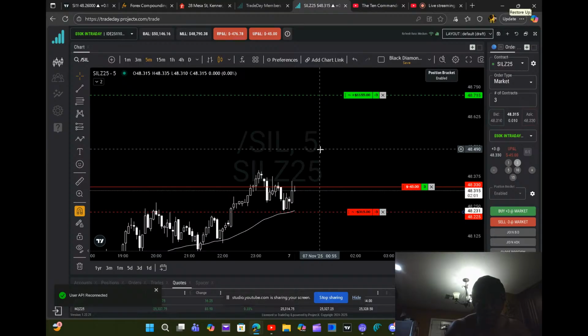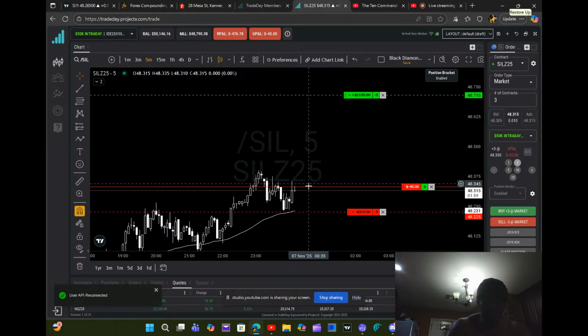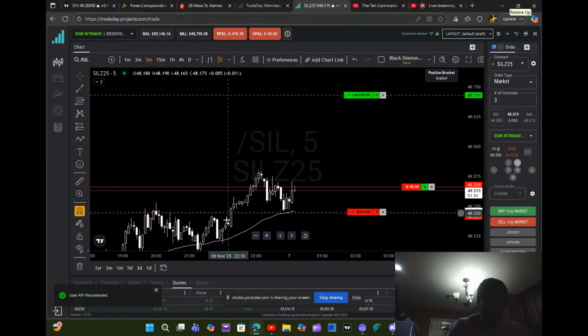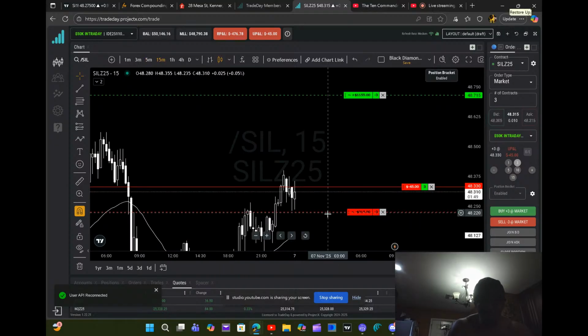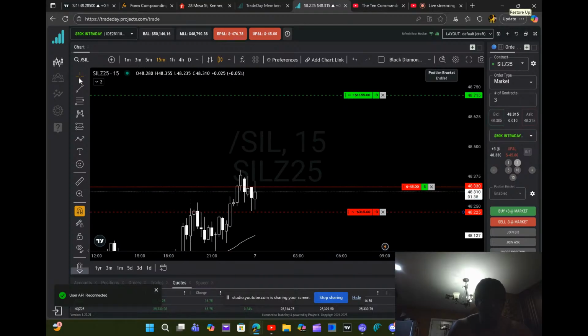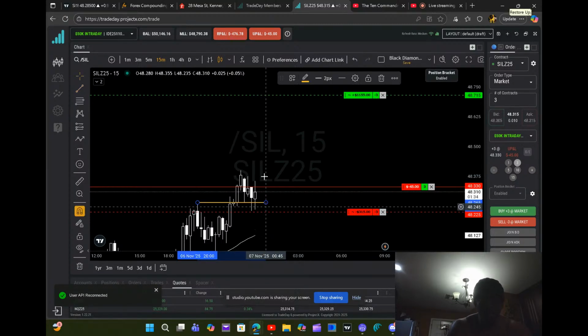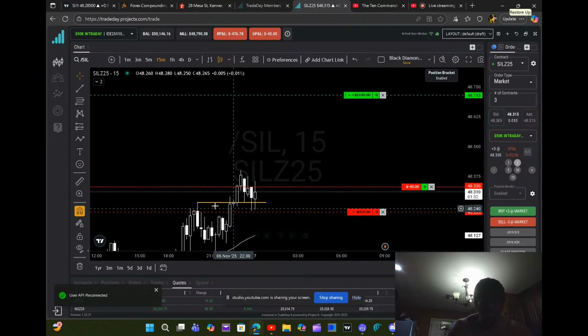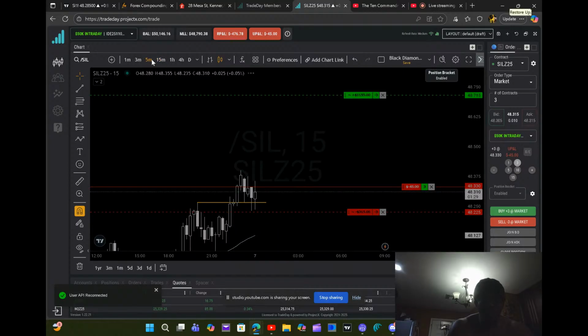Right. Okay. Right there. That's good. Because we do have this fair value right there. But on the 15, you can see it already tapped into it right here. So I'm thinking it may have taken the liquidity that it wanted to take. Plus, on top of that, this was a 15-minute break, came down 5. Look, see.